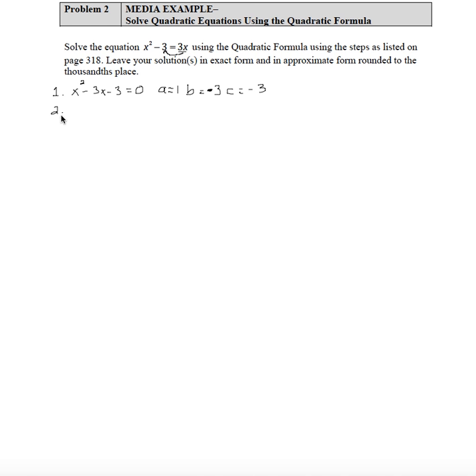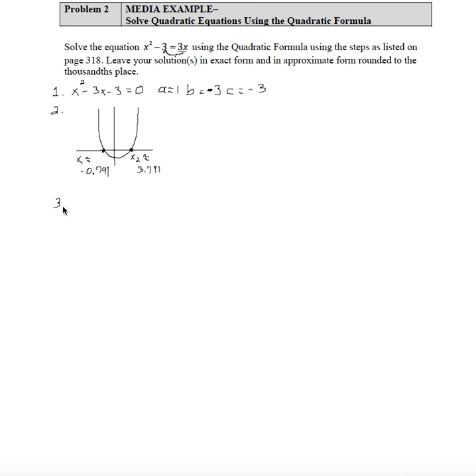Step 2, we're going to graph the equation and see how many times it crosses the x-axis. So if you do a sketch of this graph on your graphing calculator on a standard window, you're going to get a graph that looks something like this. It crosses the x-axis in 2 locations, and if you use your intersection process, you're going to find that x1 is approximately -0.791, and x2 is approximately 3.791.